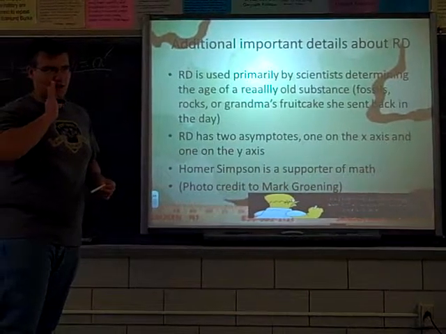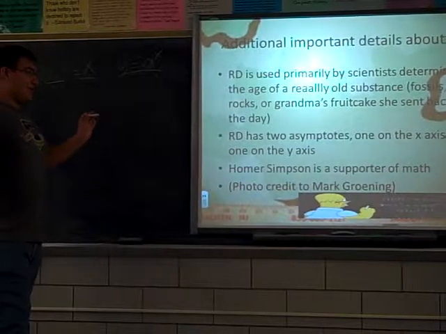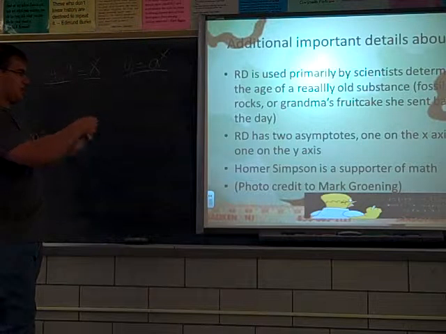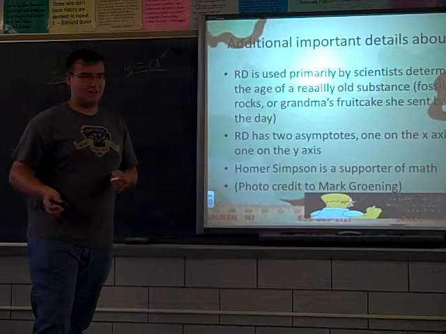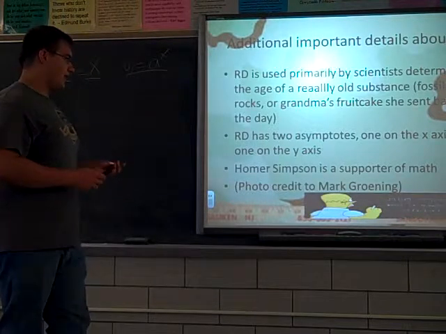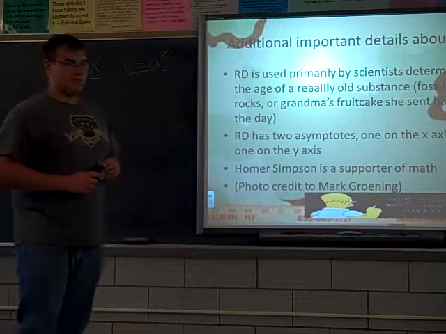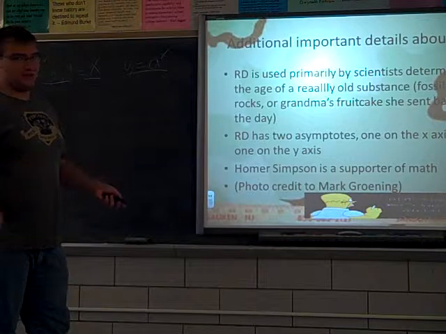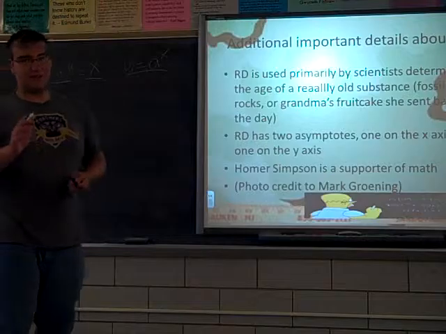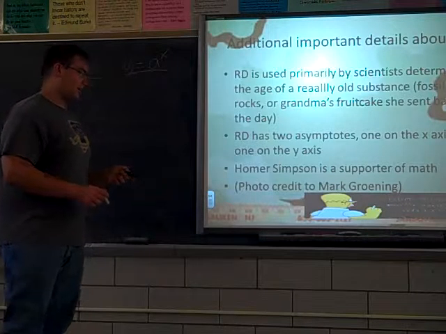Don't tell grandma. Okay, so anyway, RD, which is radioactive decay, I don't want to say radioactive decay 50 times to bore you to death, has two asymptotes, one on the x-axis and one on the y-axis. So essentially, it's never going to be negative on either the x or y.